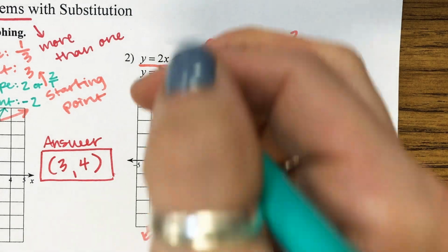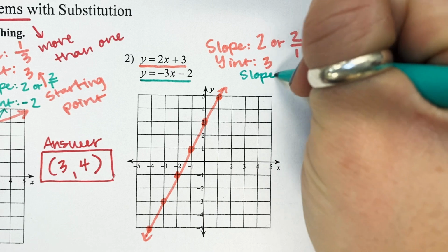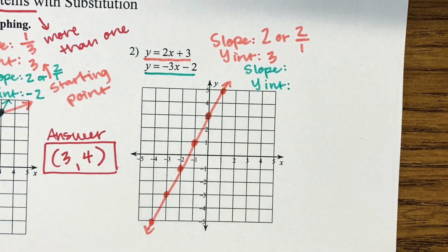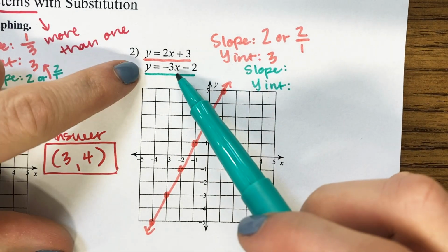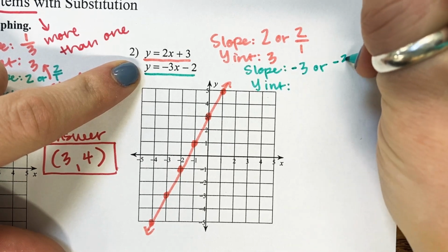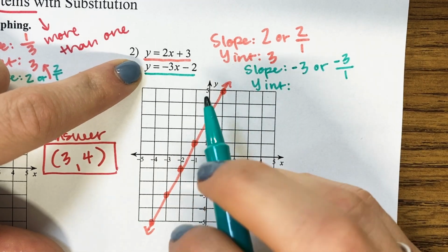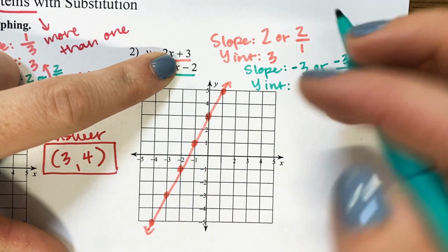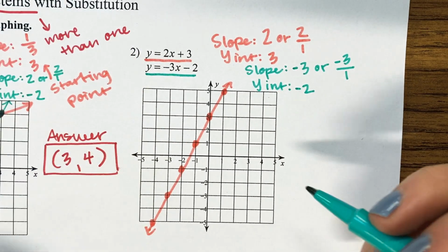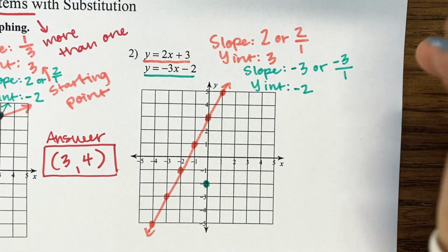Now let's go ahead and graph our green line. We need to identify the slope and the y-intercept. My slope is right in front of my x, so this time it's -3, or -3 over 1. Then my y-intercept is the number without the x, so it's going to be -2. We're going to find -2 on our y-axis and put our first point, because remember our y-intercept is our starting point.